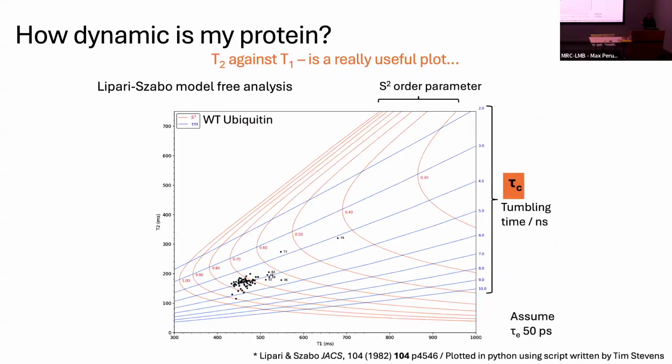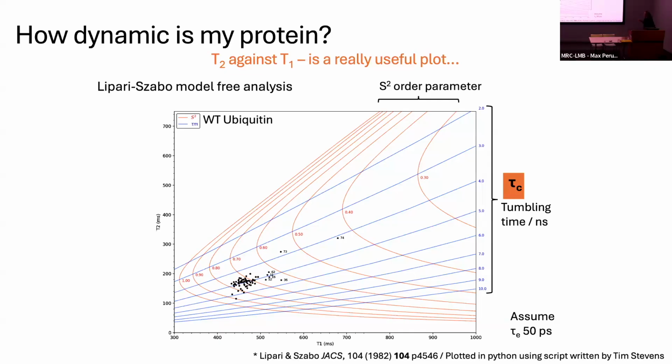There are some cool things you can do with your T1, T2 data. You can do a T1 times T2 against T1 plot, and I think it's really useful. This is an example for ubiquitin. To read the plot, you have these red lines, which are the order parameter S squared. The higher the order parameter, the more rigid the residue is. You get one dot per residue. And then these blue lines are tau c, the tumbling time in nanoseconds.